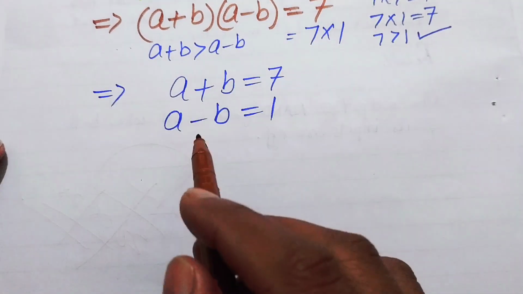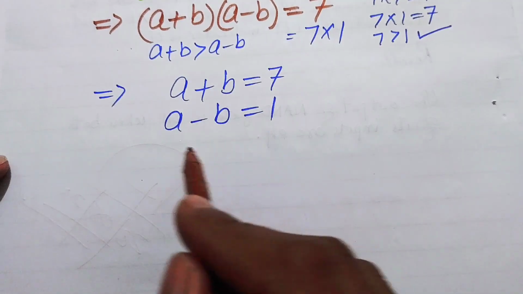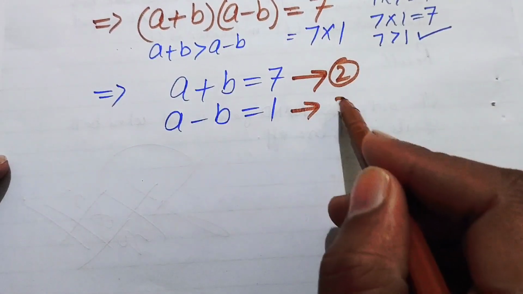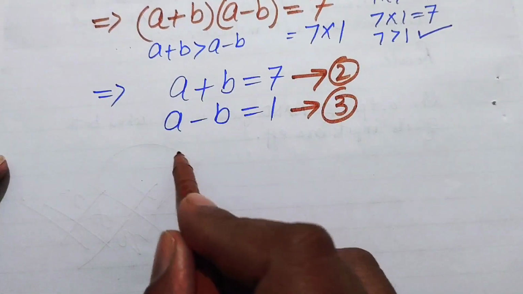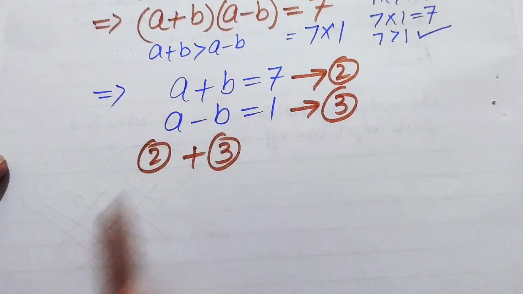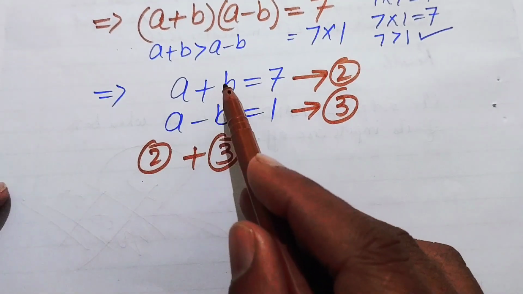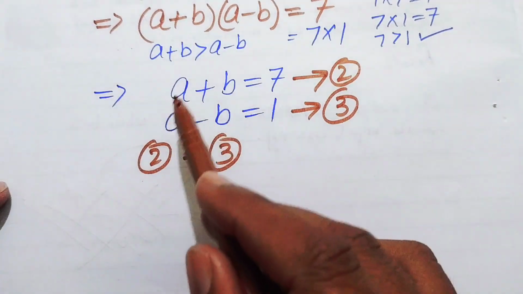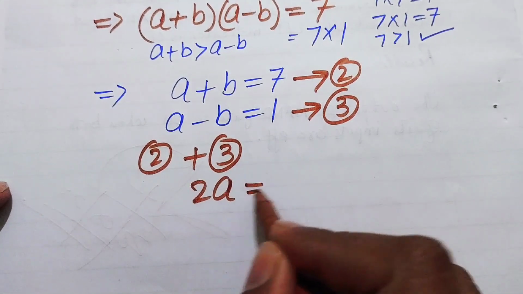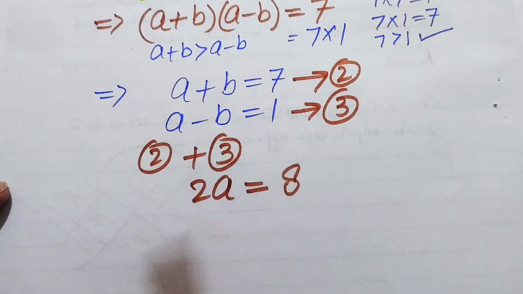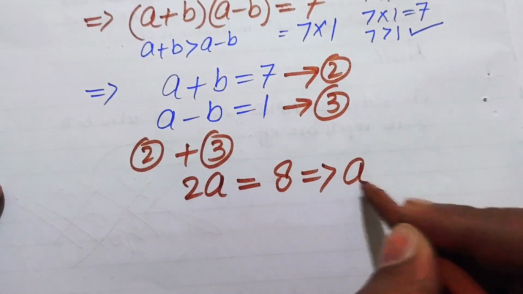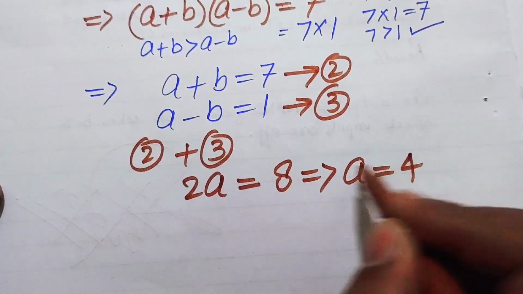First we add these two equations. We call this equation number 2 and this equation number 3. When we add equation 2 plus equation 3, the positive and negative b cancel each other, and we have a plus a becomes 2a equals 7 plus 1, which is 8. This implies that the value of a is 4.